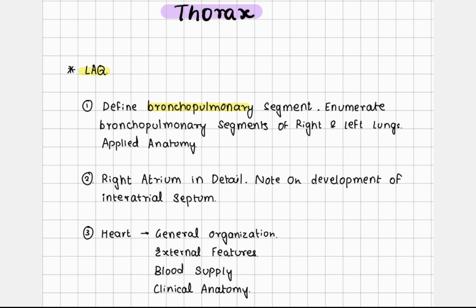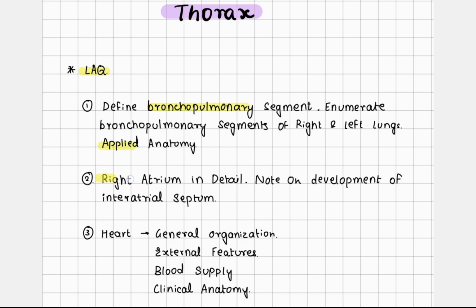In this you need to mention definition. Then you need to draw the diagram of lungs showing bronchopulmonary segments and you need to enlist the names. Then you can also write the relation of pulmonary artery and vein and applied anatomy or clinical anatomy. In that you can write tuberculosis, bronchial asthma and so on, which is given in the textbook.